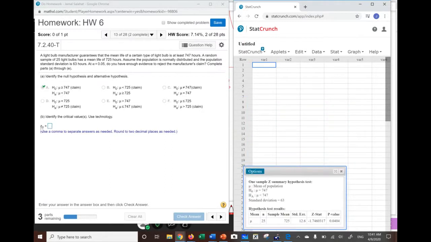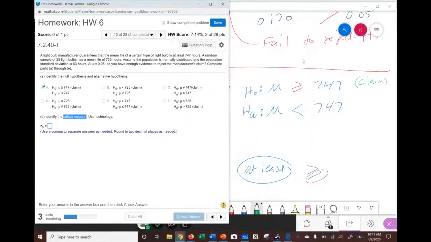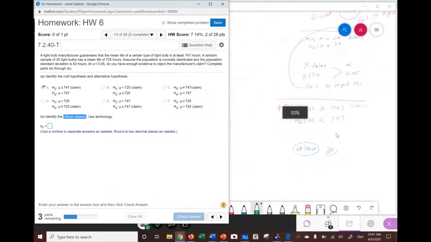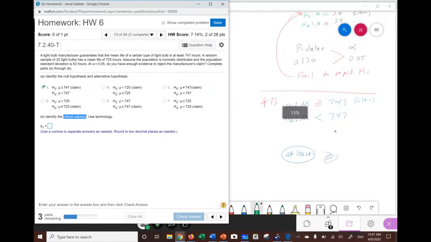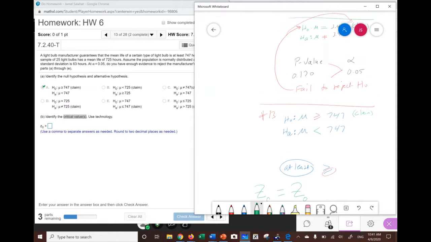In the first part, they want to find the critical values. Now we want to find the critical values. By the way, we can call it Z critical or we can call it Z note. Keep in mind that Z critical is the same as Z0. There is no difference. How do you find the Z critical or Z0?